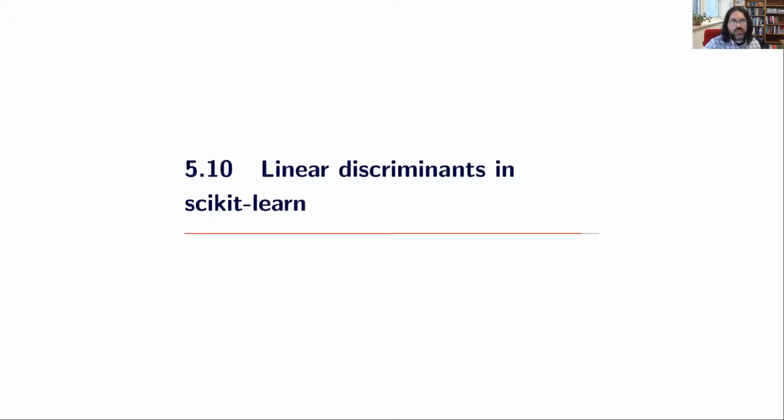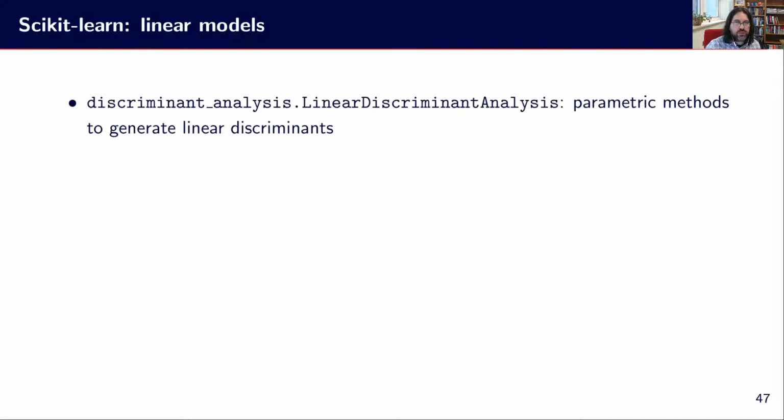So now in scikit-learn, we have several functions available for making linear discriminants, linear models. At first, we have what we call linear discriminant analysis. This is a parametric method that is generating linear discriminants, the case where we assume Gaussian distributions for the samples of each class, but with a shared covariance matrix.